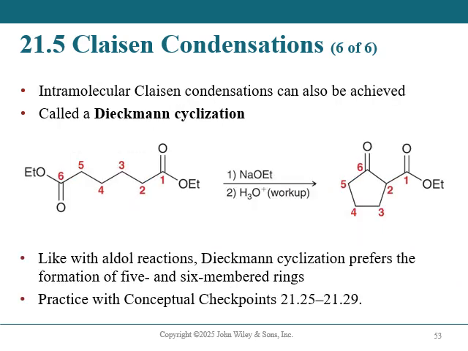Now, when we have intramolecular Claisen condensations, which can happen, they can be achieved, and they're called the Dieckmann cyclization. Like with all the reactions, Dieckmann cyclization prefers the formation of 5 or 6 member rings.